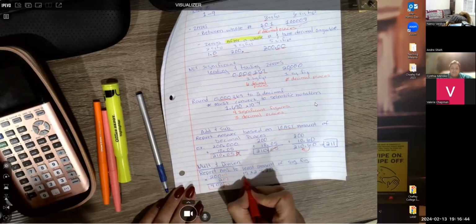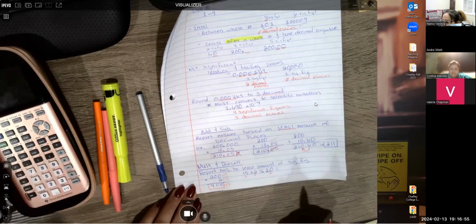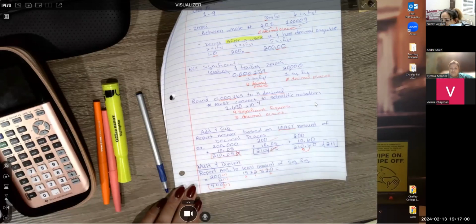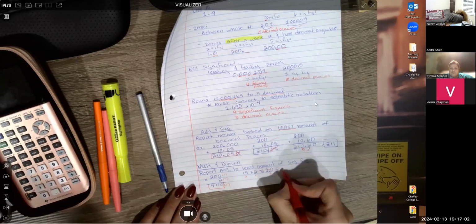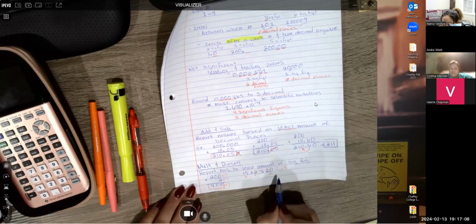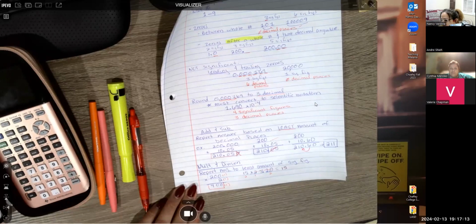Well, 15 has 2 significant digits. 2 has 1. 2.0 has 2. And to make our math super simple and easy, 2 divided by 2 is just 1. They cancel each other out. And our answer is 15. However, what do we have to report our answer in? Just 1? Perfect. Yeah, we need to report it in 1 significant digit.